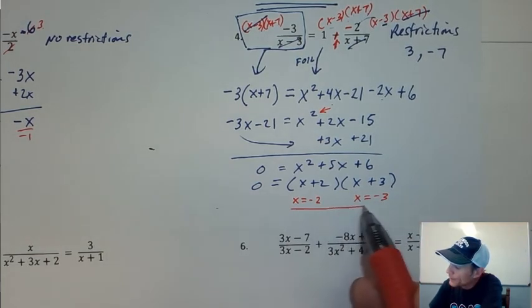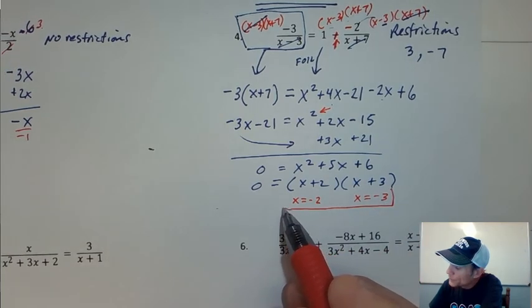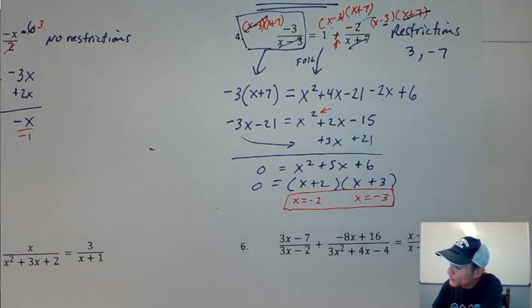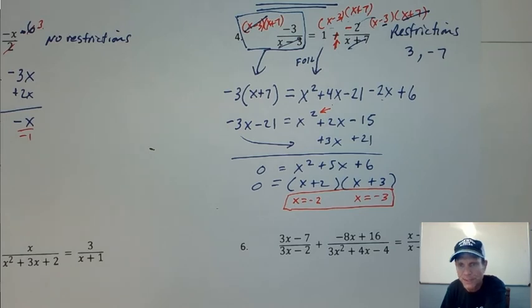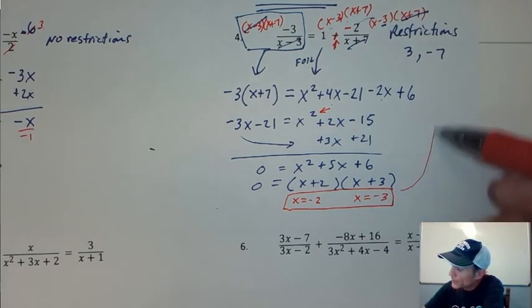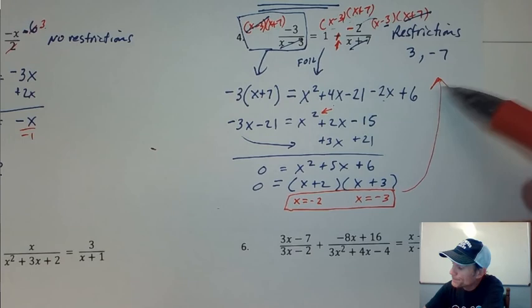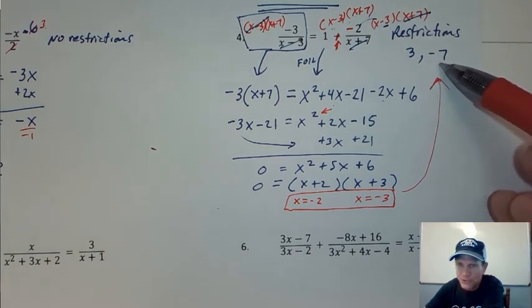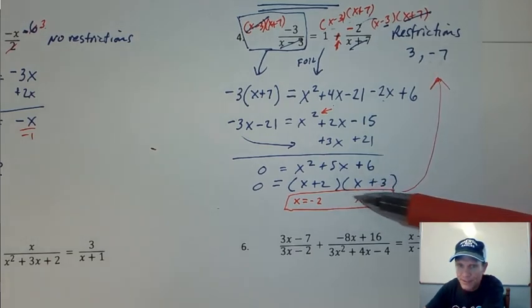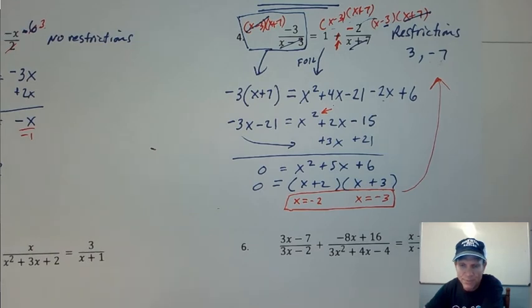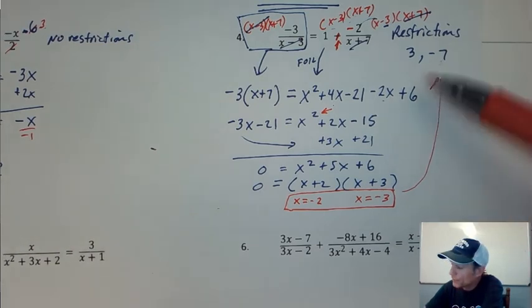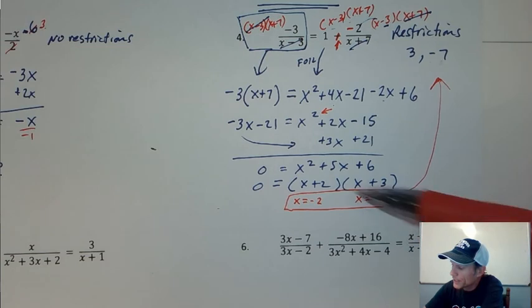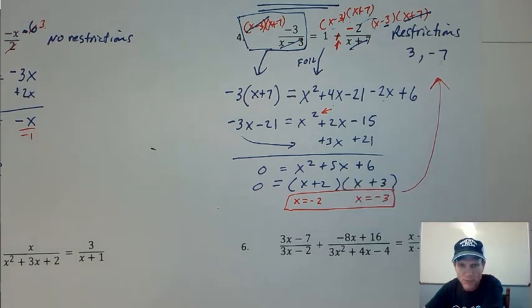Those are my two solutions. So this problem has two answers that would make it true. I cross-check them against my restrictions here, and these things aren't the restrictions, so they're safe. If one of these was a restriction, I'd have to rule it out. We'll see that happen in a different example. All right, we'll wrap this up with the last two.